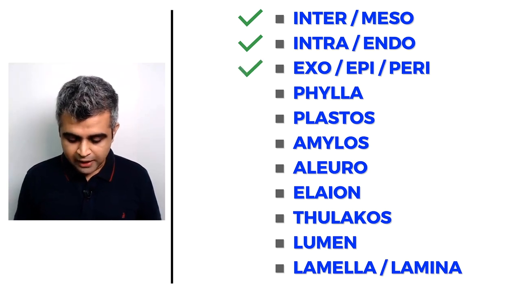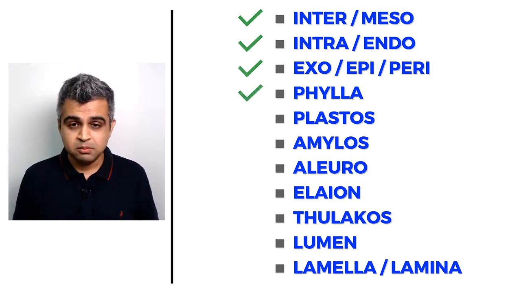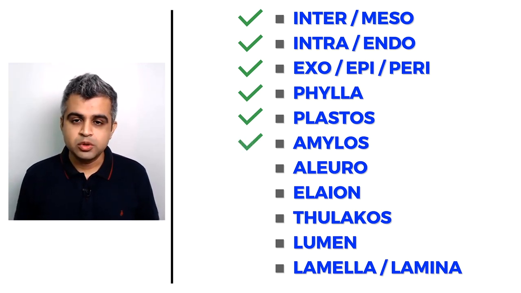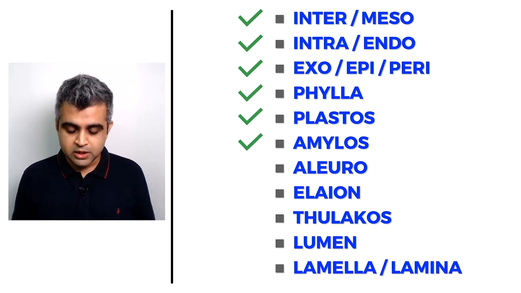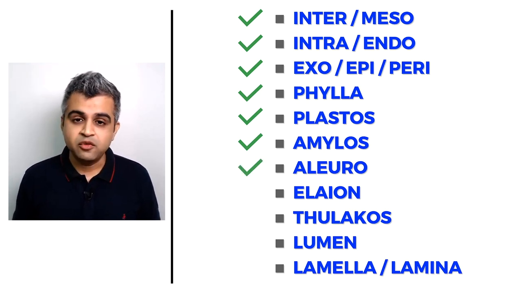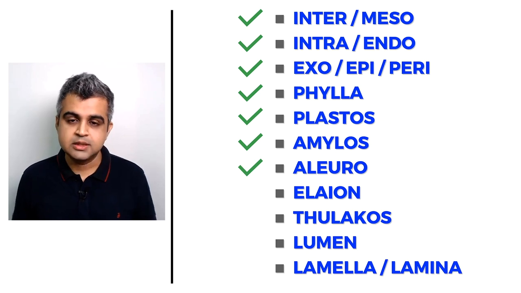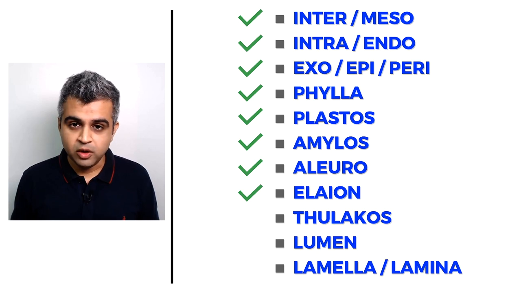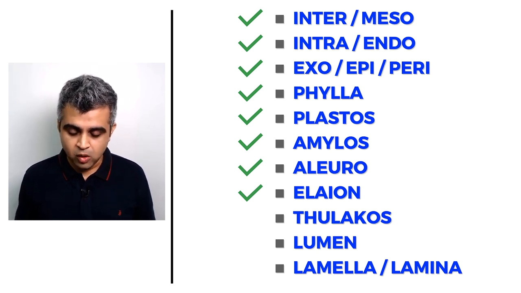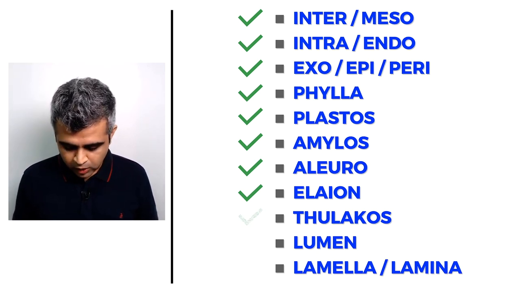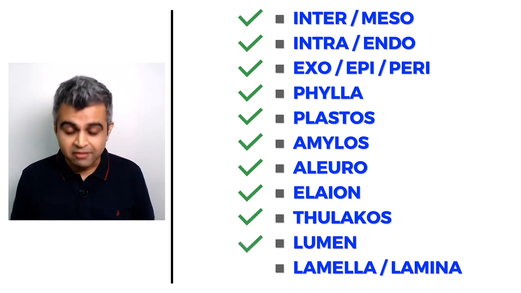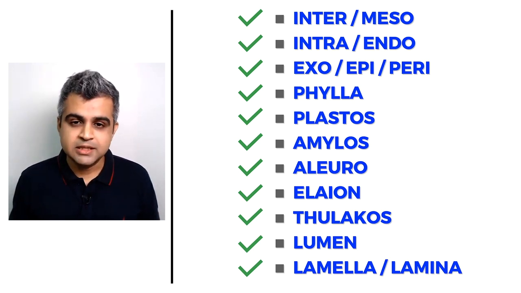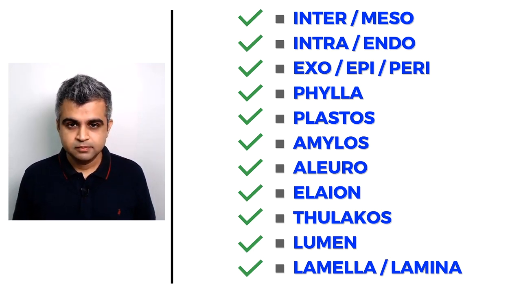We then saw that phyla means leaf, plastos means something that has been specially formed or created, amylos means starchy or with carbohydrates, elluro means wheat flour which is rich in proteins, so elluro here means with reference to proteins, elion means oil, especially olive oil. So anything with reference to oil or fat can be prefixed with elion. Thulakos means pouch. Lumen means the cavity inside something or inside pouches. Lamella or lamina basically mean thin membranous sheets.